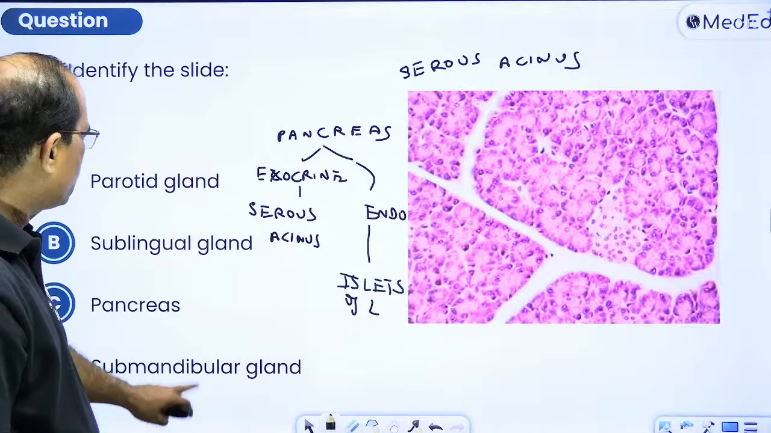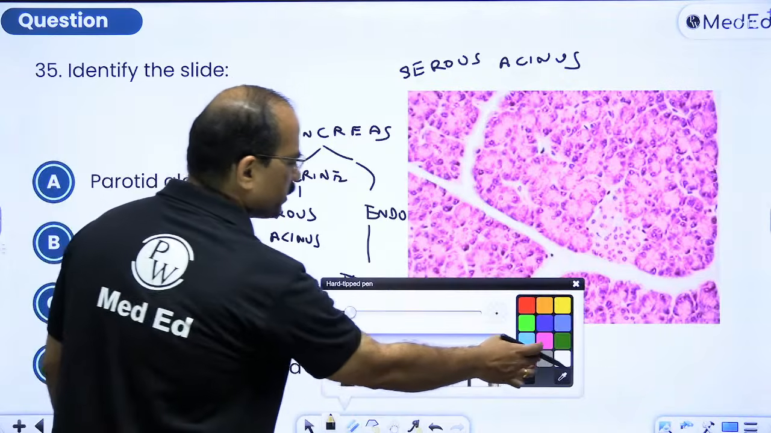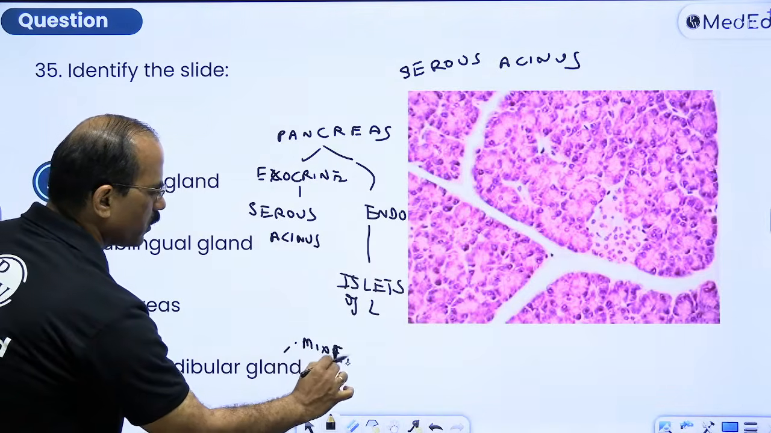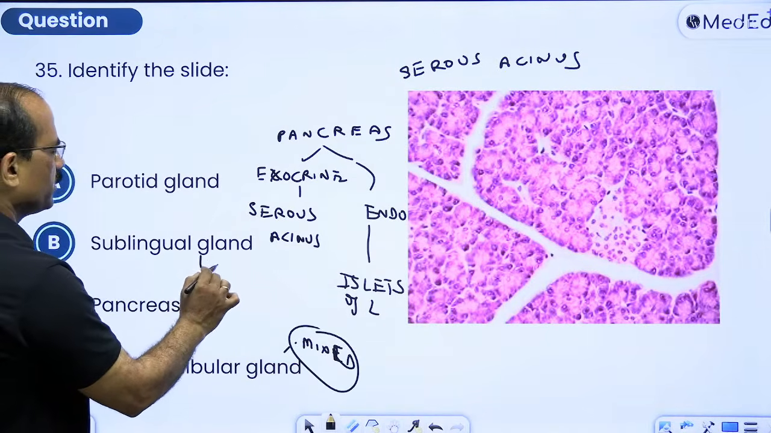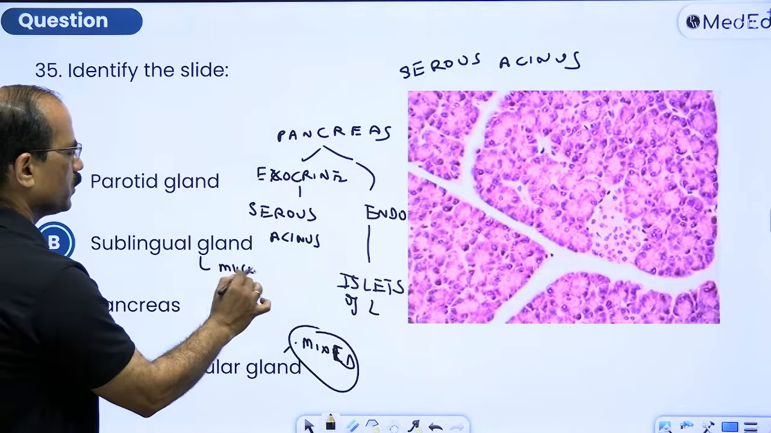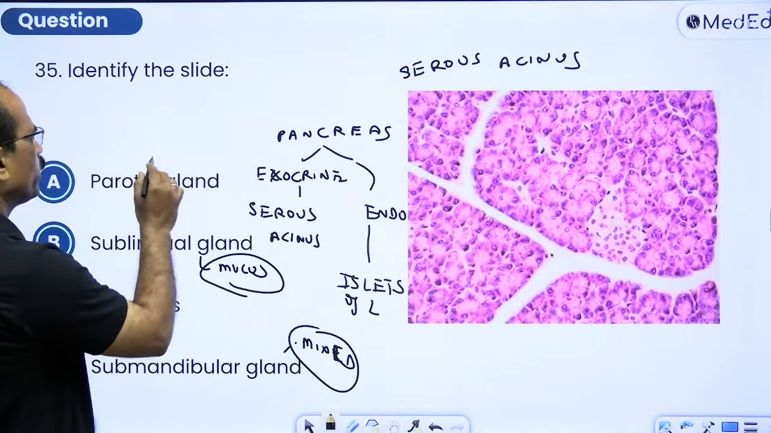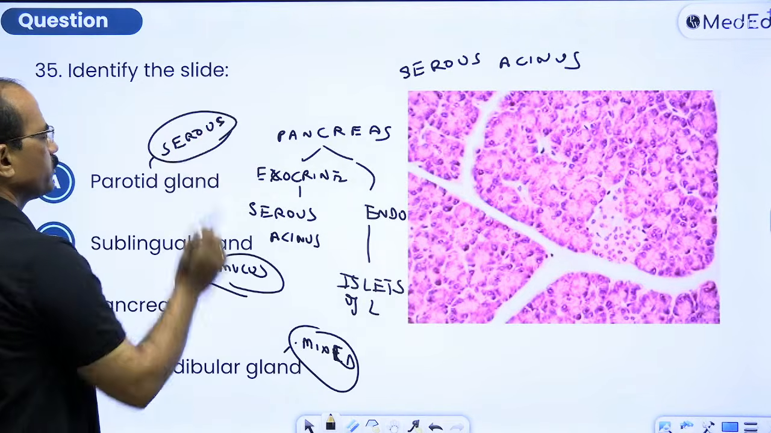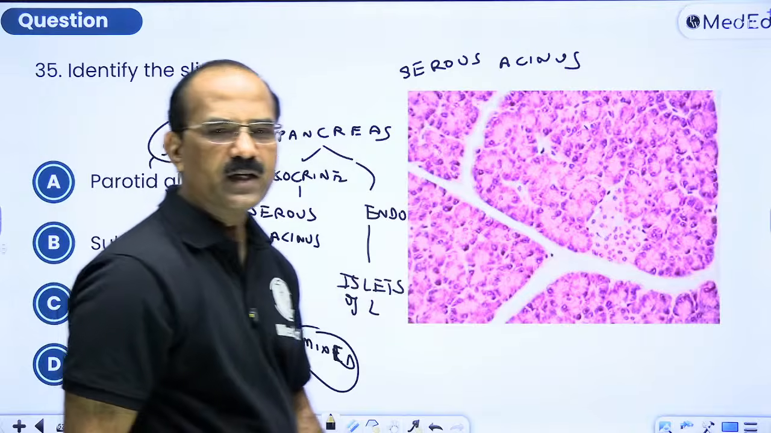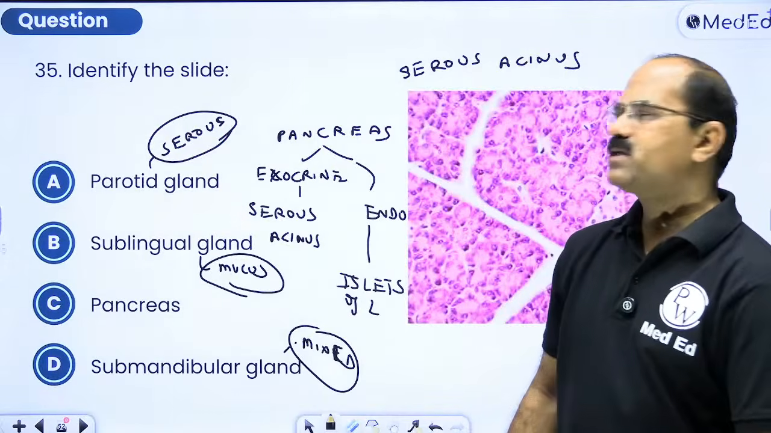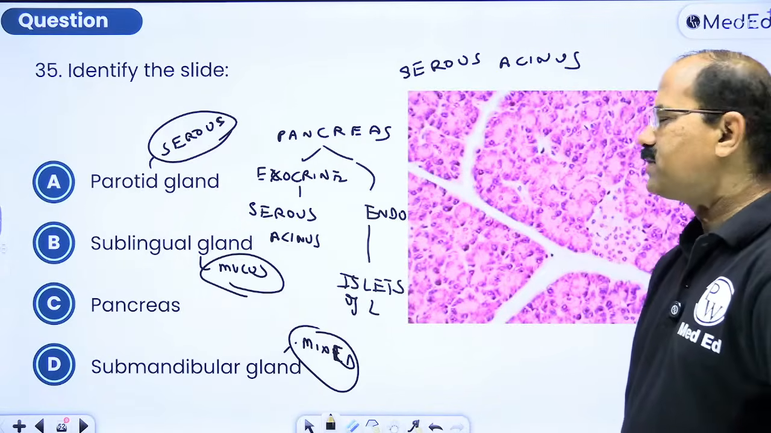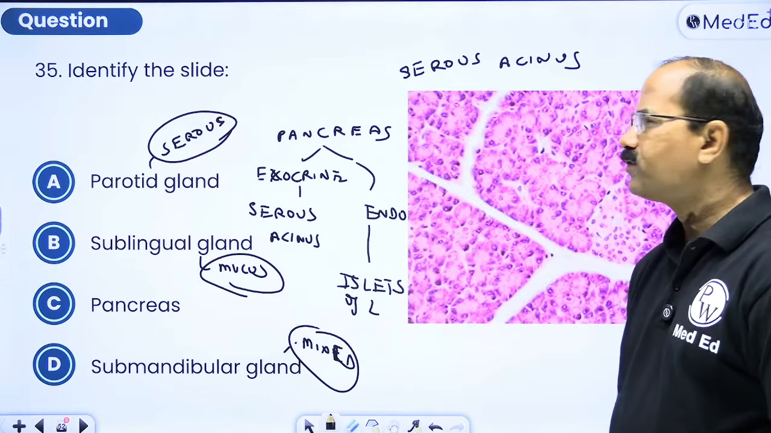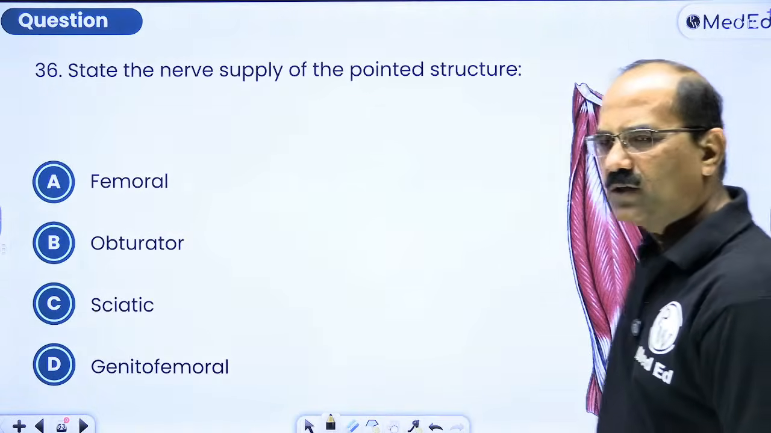Submandibular gland is a mixed gland. Sublingual is mucous, and parotid is a serous salivary gland. So the serous salivary gland is the parotid, the mucous salivary gland is the sublingual, and the submandibular is a mixed salivary gland. Fine. Perfect. Coming to the last set of MCQs.